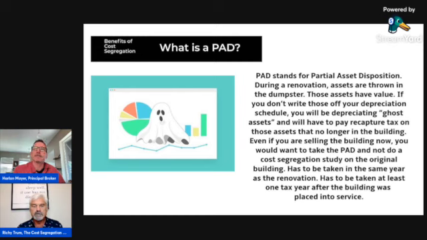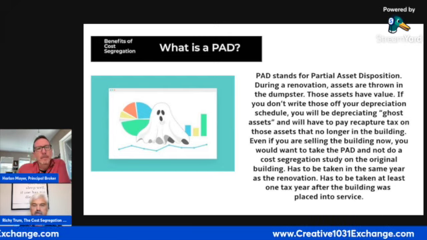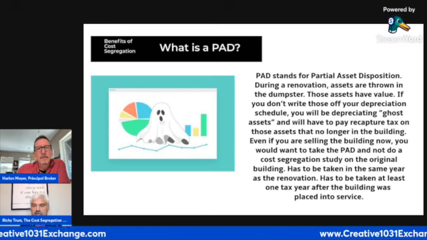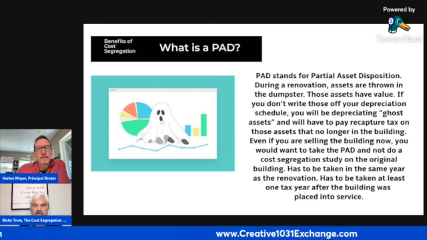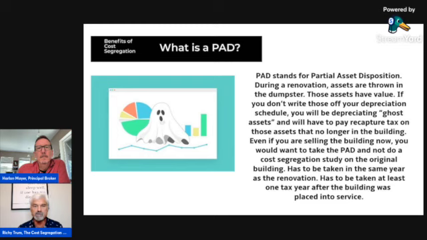PADs are really good. PAD stands for partial asset disposition, and it goes back to these improvements. Say you own a $1 million hotel and you spend $250,000 in improvements. During the renovation, you're throwing assets into the dumpster, and those assets have value. If you don't write those assets off your depreciation schedule, you're going to continue depreciating ghost assets, and you'll have to pay recapture tax on assets that no longer exist in the building. So what you want to do is take the partial asset disposition.